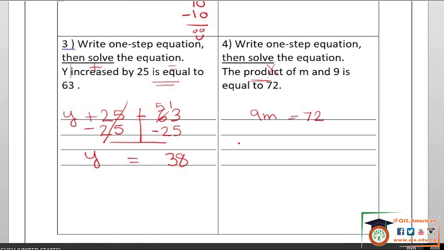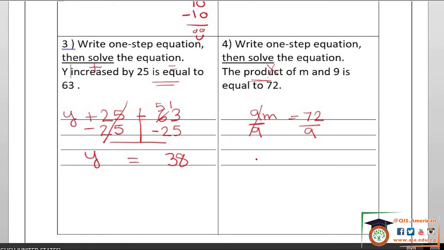72. This is a multiplication equation. How can I solve a multiplication equation? By the inverse operation, which is what? Division. So I will divide both sides, my do-do rule here, by what? By 9. Okay, what you do to the left-hand side, you're going to do to the right-hand side.